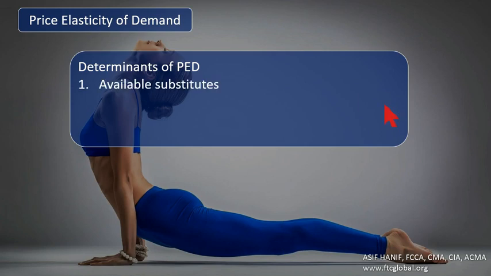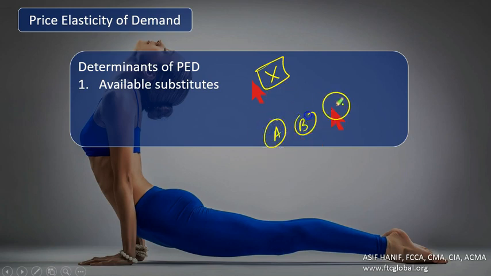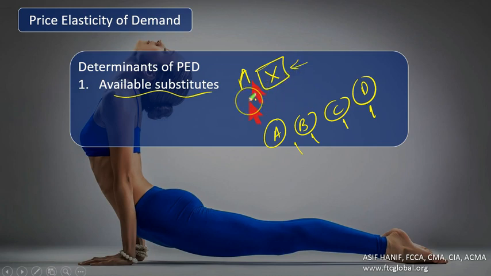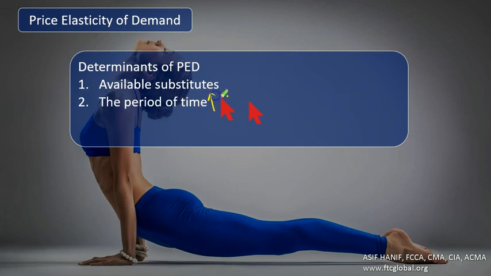First is availability of substitutes. Let's say if we are talking about a product X, and if there are many substitutes available for product X, we can use, instead of X, A or B or C or D. So if the price of X goes up, people will switch to something else, either A, B or C or D. It means if there are more substitutes, the product will have more price elasticity. If there are fewer substitutes, in that case, people are bound to purchase X, so the product will be less price elastic. So availability of substitutes is one of the factors. Next is the period of time. If the period of time is greater, it would result in more price elasticity.